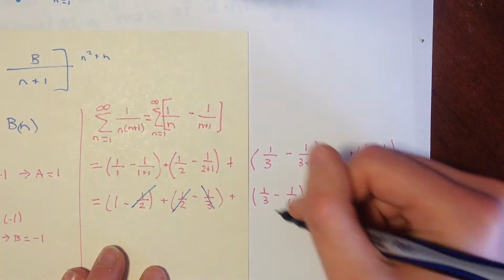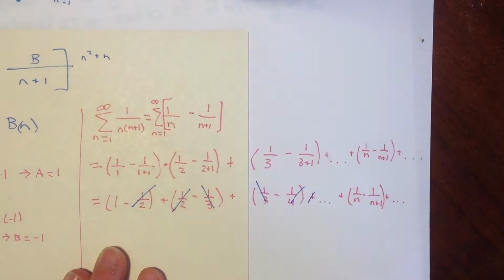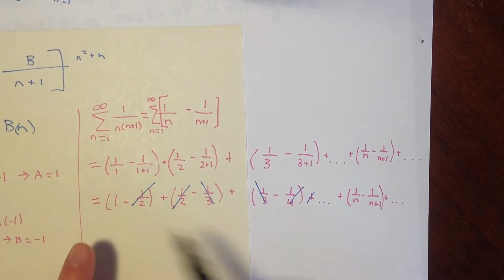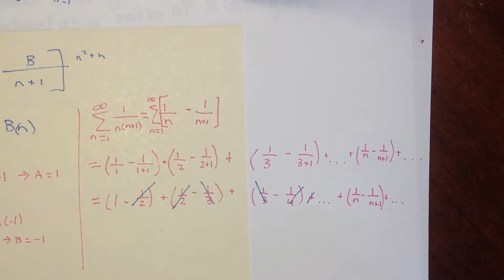This negative 1/3 is going to cancel with positive 1/3. And this is going to keep happening. Notice, however, that my 1 doesn't cancel. That's going to be important for later.